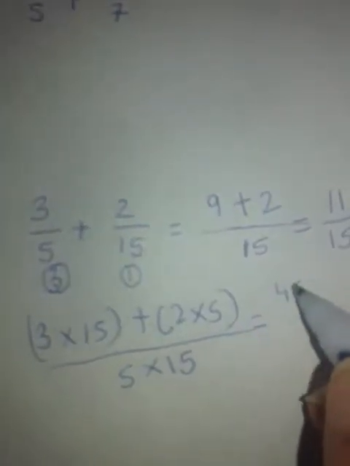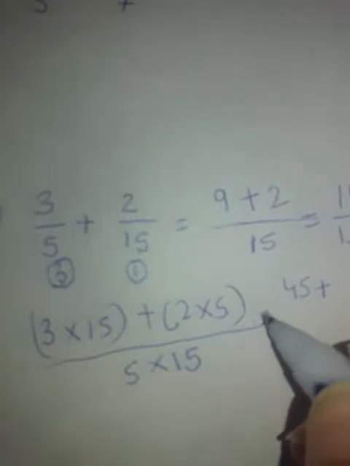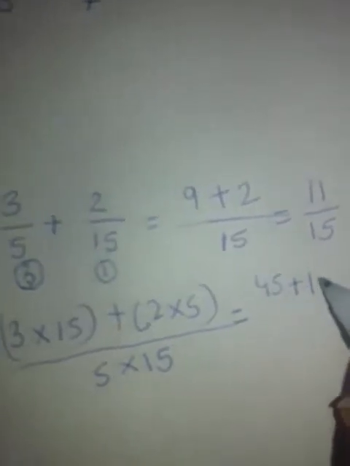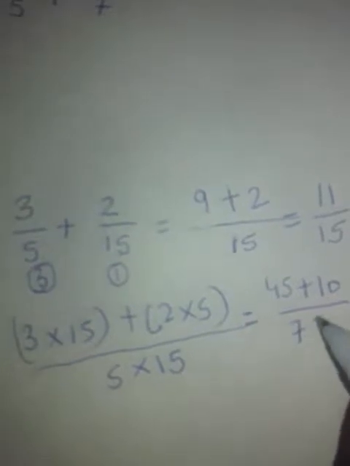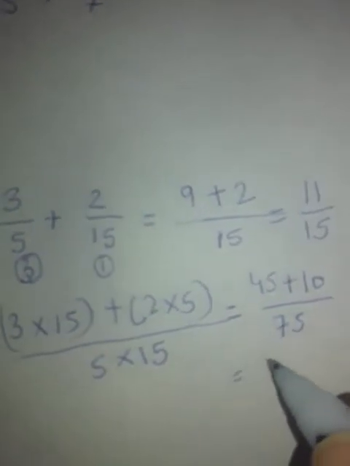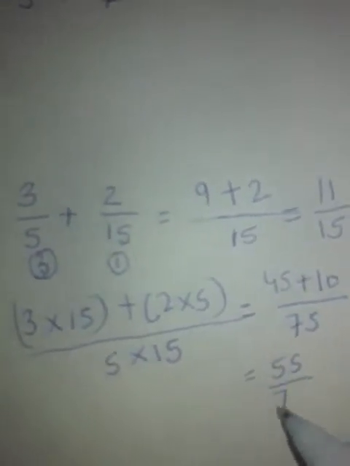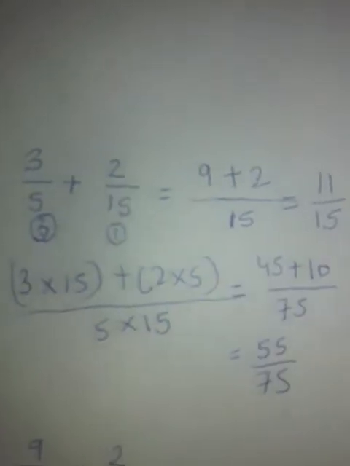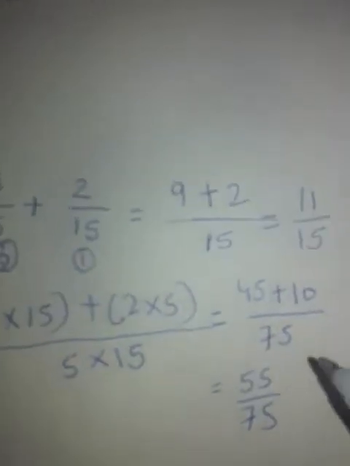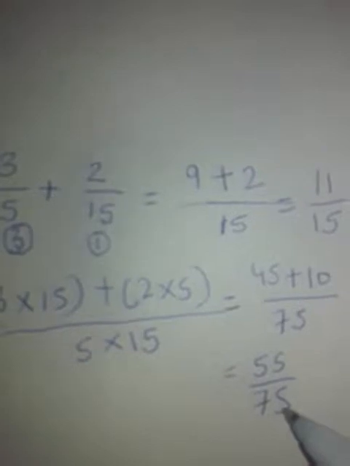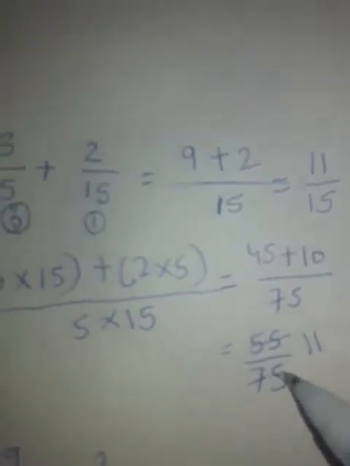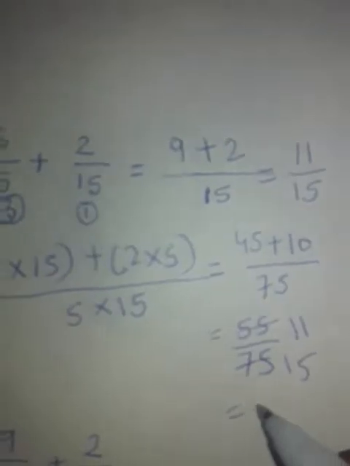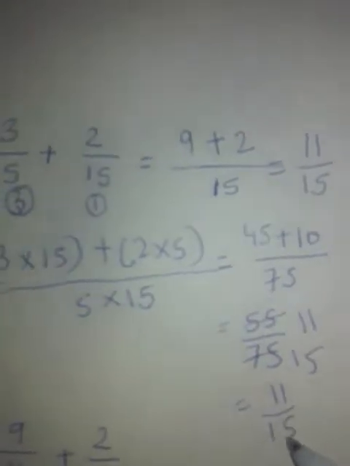15 3s are 45 plus 2 5s are 10 upon 15 5s are 75. So this is 55 upon 75, and you always reduce it to the lowest form. 55 upon 75, both are divisible by 5. 11 5s are 55 and 15 5s are 75. So your answer is 11 by 15.